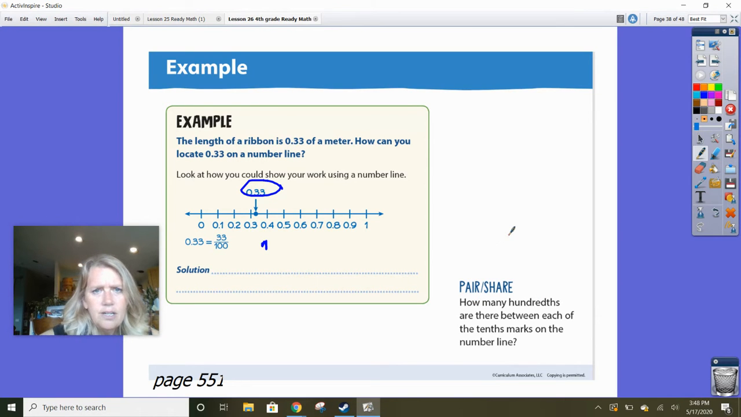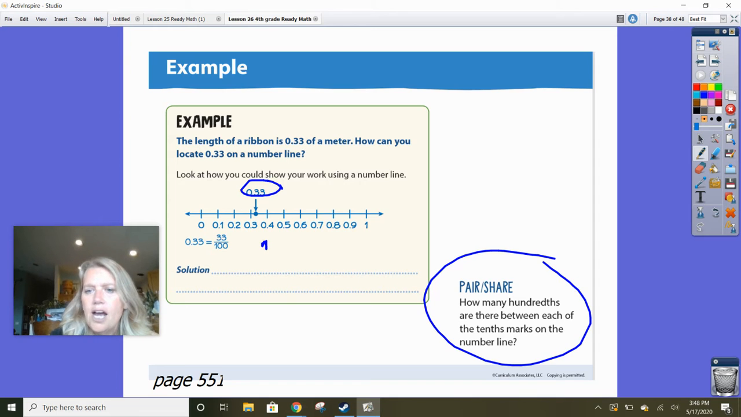Down here, how can you locate it on the number line? I guess I didn't really write a solution, but you can locate it by what I just said, asking yourself where does it go? It's in the tenths, but it's a little bit bigger than 3 tenths because it's got a little bit more. That's how you can locate it.